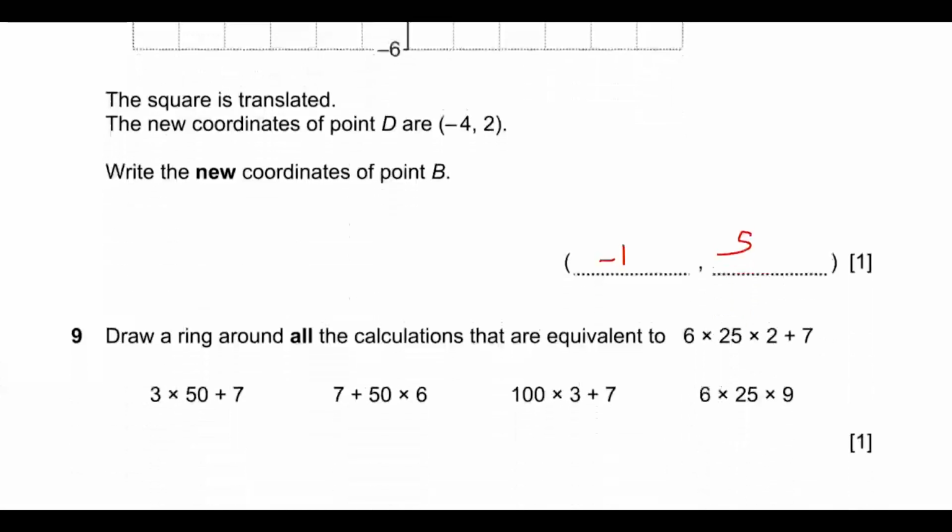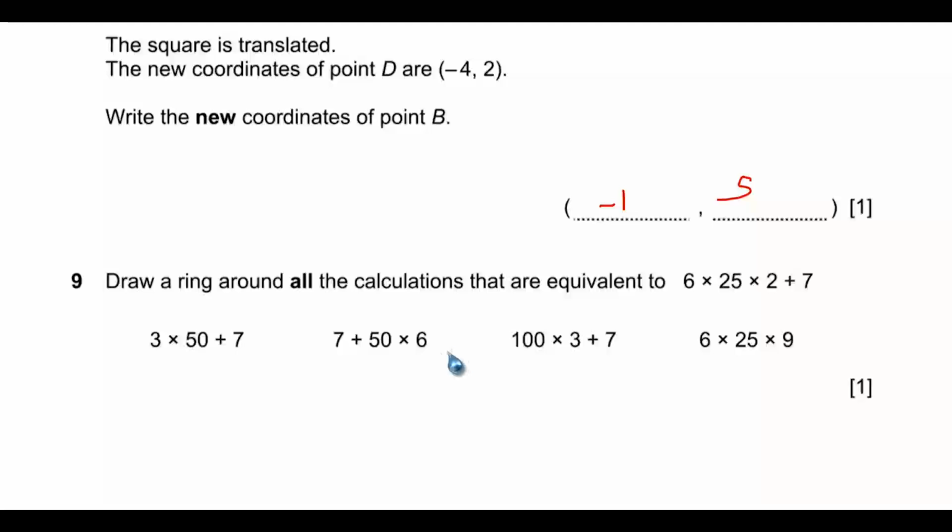Question 9. Draw a ring around all the calculations that are equivalent to this expression. So you have 3 times 50 plus 7. So you don't have to work it out. You just have to apply mental mathematics skills. Okay. So this will be 50. Yes, correct. So we have 50. We have 50. We have 7 there. We have 7 here. But we don't have 6 here. So this is not correct.